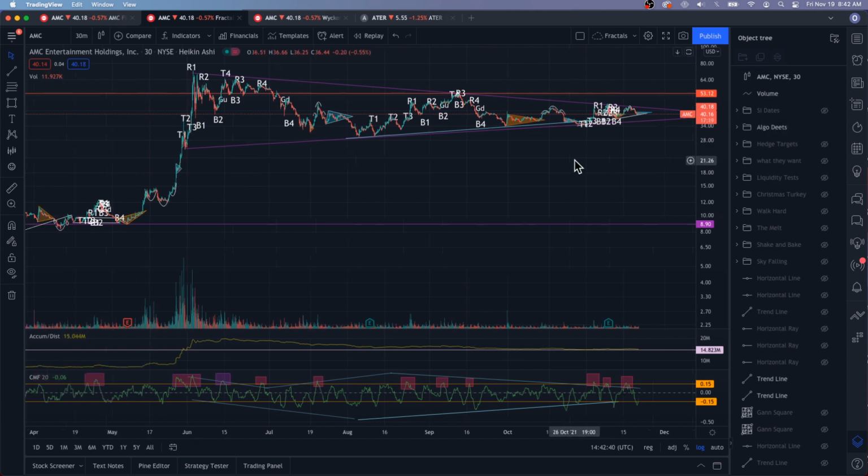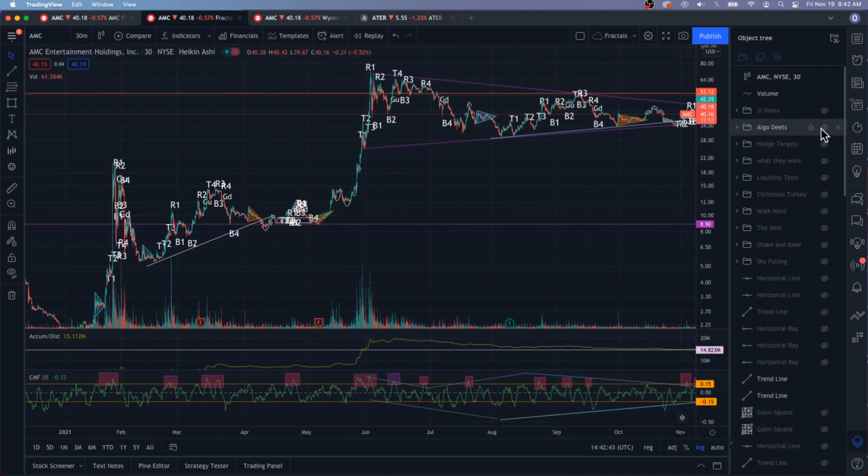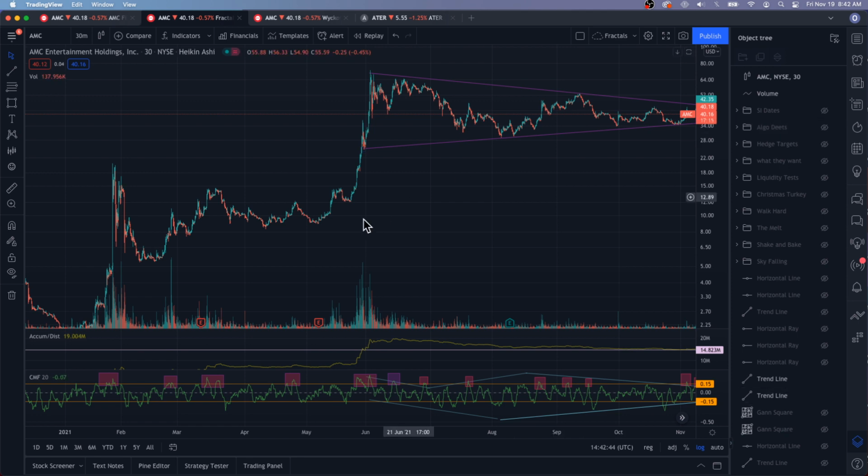So what am I talking about with these key dates? What else would need to happen? Okay, so keep in mind that these are the liquidity tests. We can see them pretty clearly. All right.